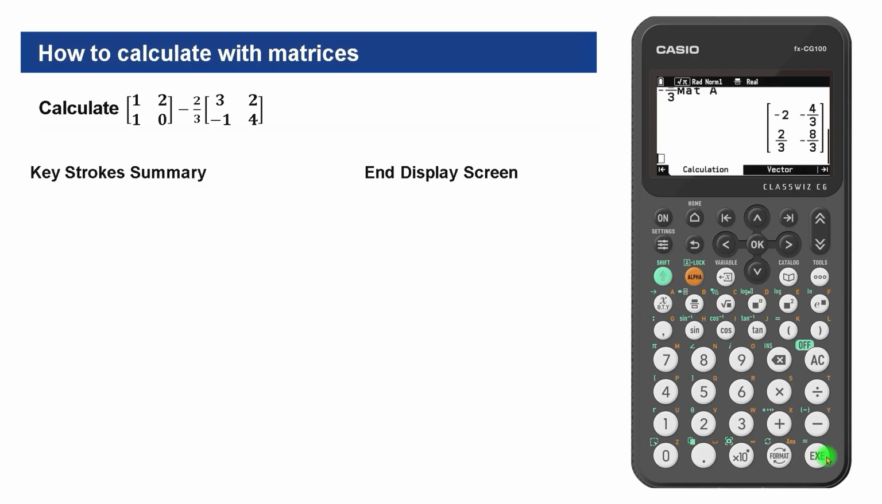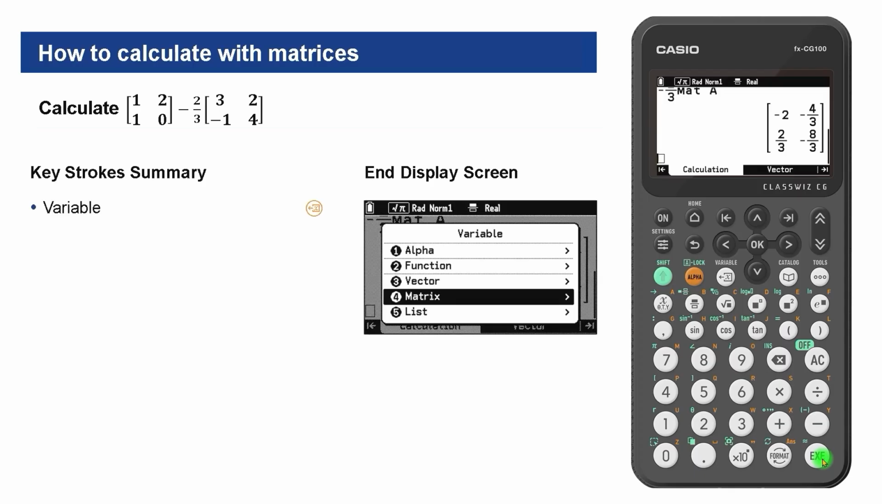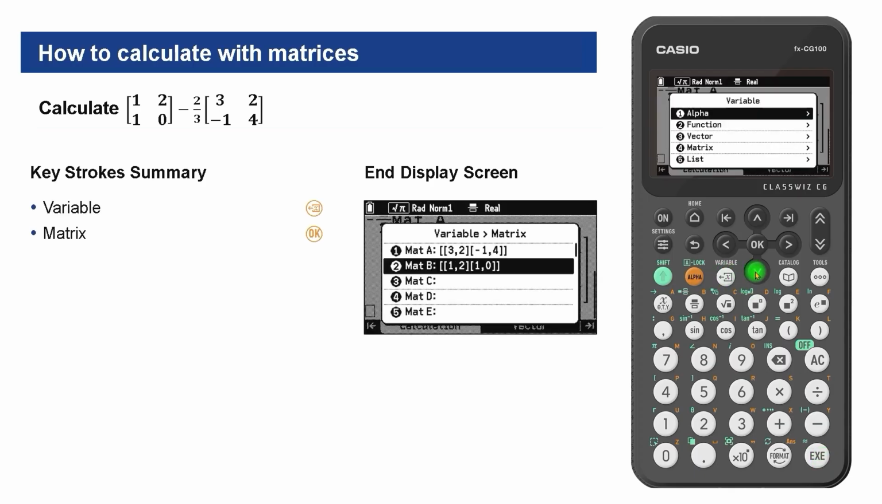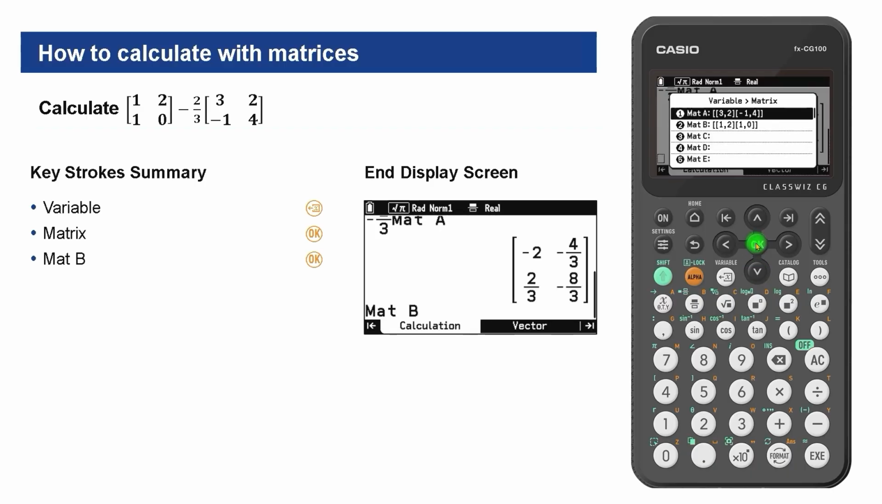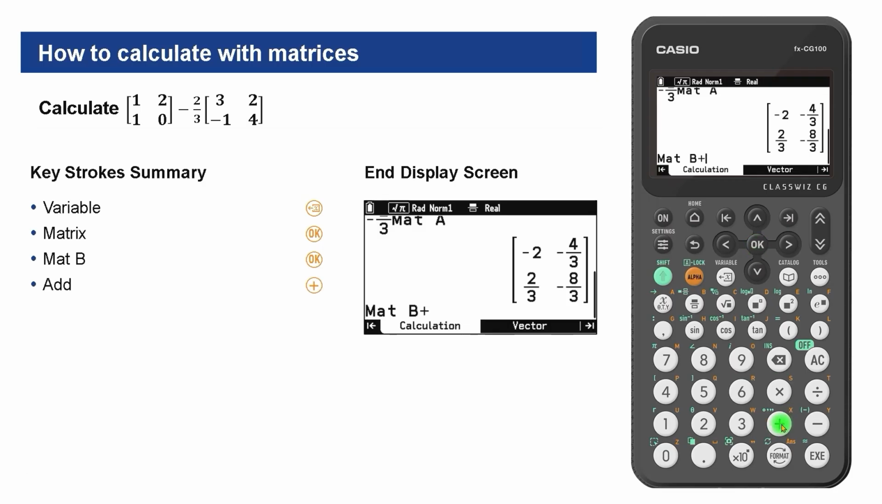We can now use the most recently calculated matrix in a subsequent calculation. First, recall matrix B by pressing Variable and selecting Matrix as before. Then recall the stored matrix. Enter the addition, as we shall be adding the calculated answer.